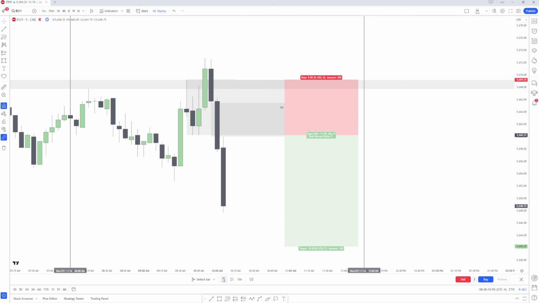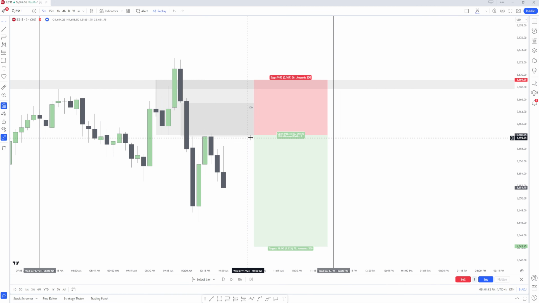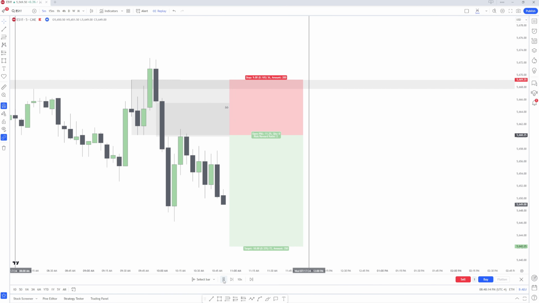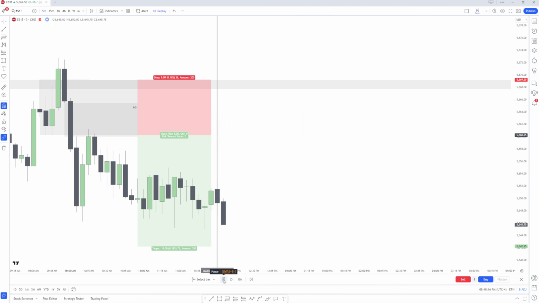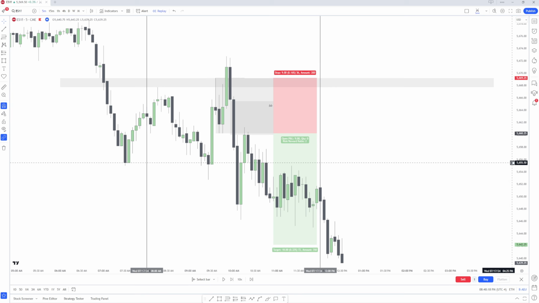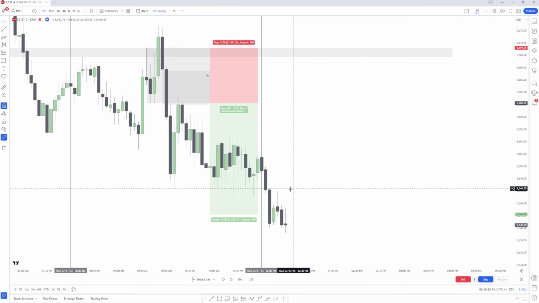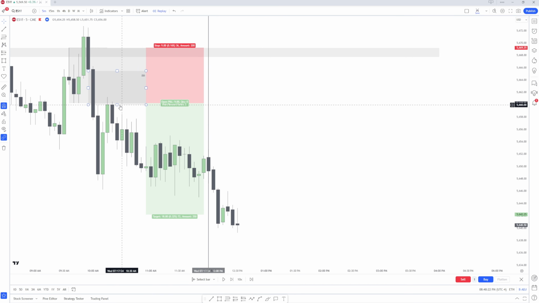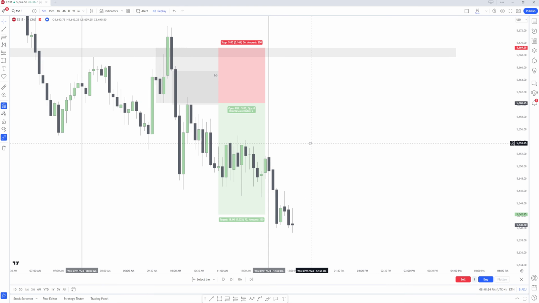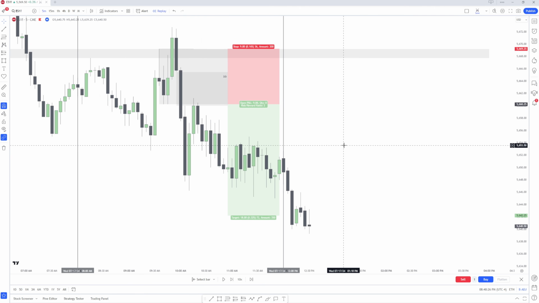But anyways, tags us in right here. Target 2R within the range. Slow choppy delivery throughout 8 to 12, but it ultimately did deliver, and we took this trade. I think this was live on stream. I took that trade in a live stream. So that's one perfect example of how to use unicorns.